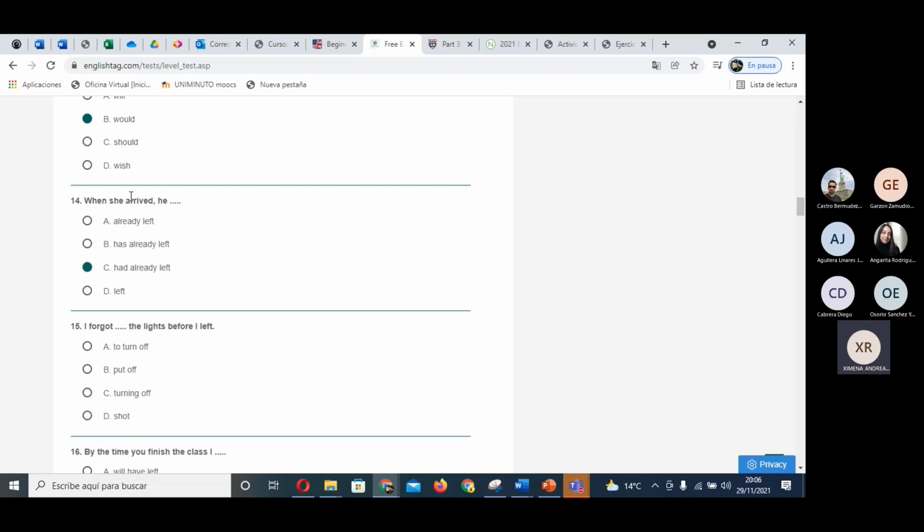La correcta es un pasado perfecto, ¿sí? Entonces dice, cuando ella llegó, este pasado simple lo combino con un pasado perfecto donde dice, él ya había salido o ya se había ido. Recuerden que el already es simplemente una expresión donde dice que ya ocurrió algo. ¿Y qué ocurrió? Pues que él ya se había ido o había salido del lugar donde llegó. ¿Listo? So the correct answer in the number 14 is the option C. ¿Ok? Option C.